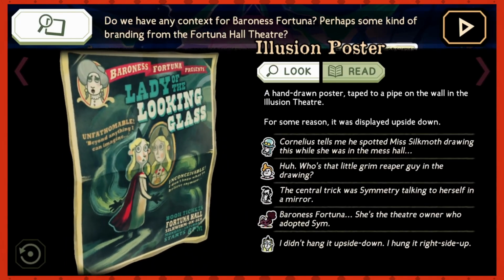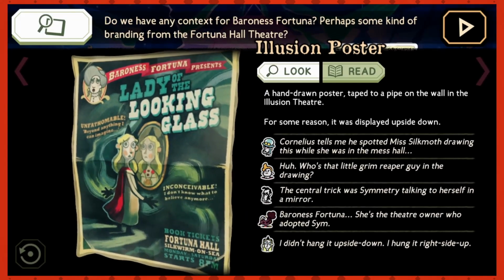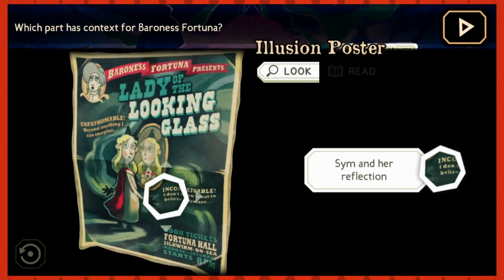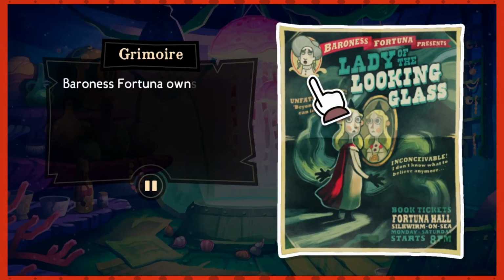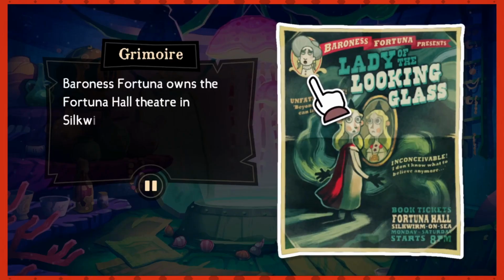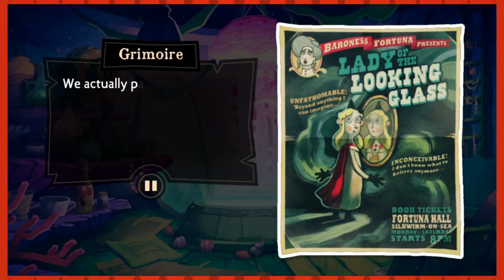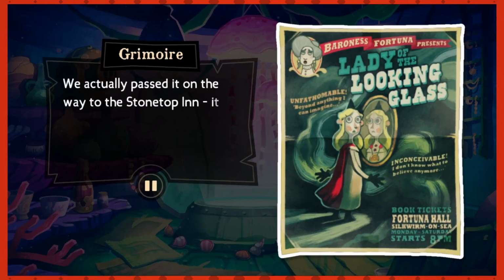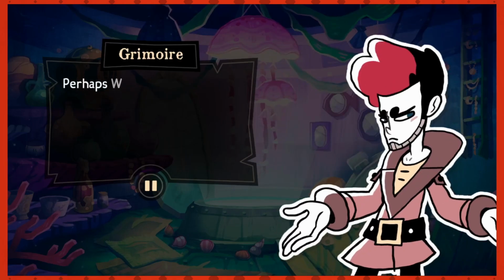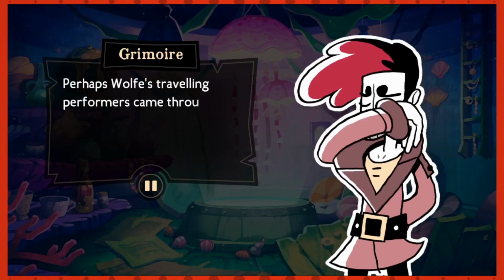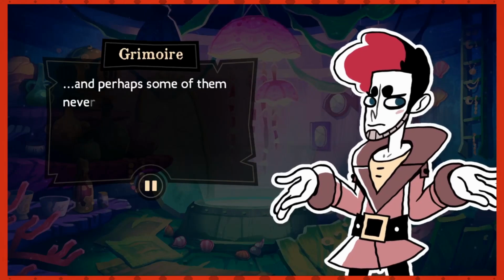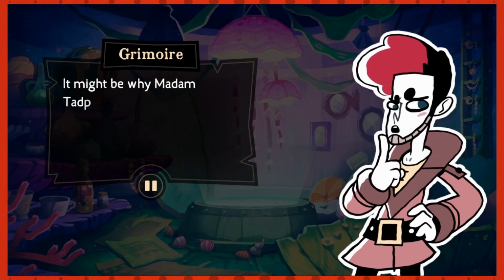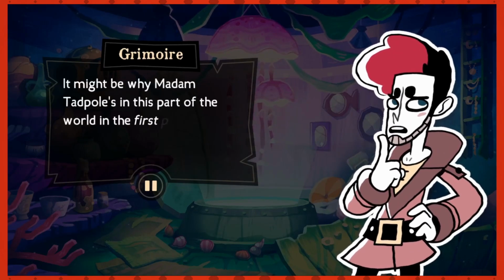Oh, here. The Baroness Fortuna presents banner. Yes. Baroness Fortuna owns the Fortuna Hall Theater. There we go. Silkworm on Sea. We actually passed it on the way in. It's all boarded up now. Perhaps Wolf's traveling performers came through Silkworm on Sea at one point, and perhaps some of them never left. It might be why Madame Tadpole's in this part of the world in the first place.